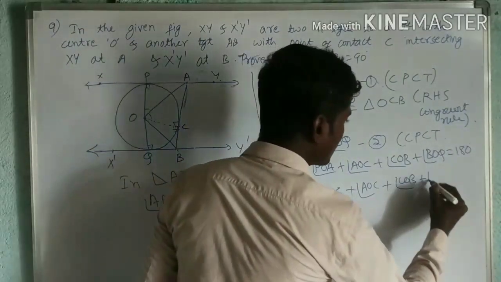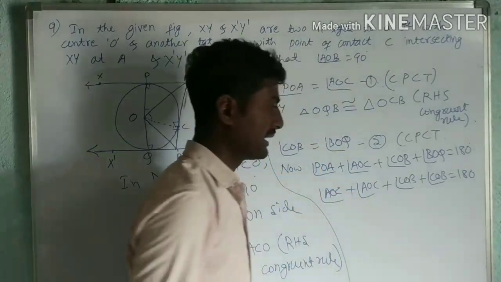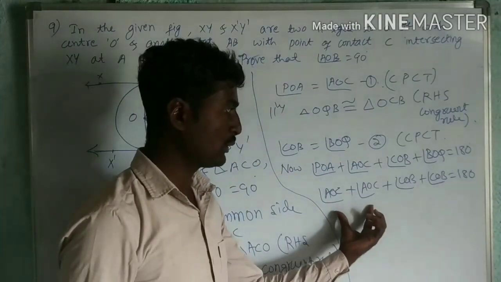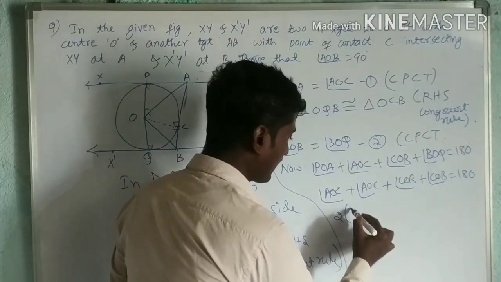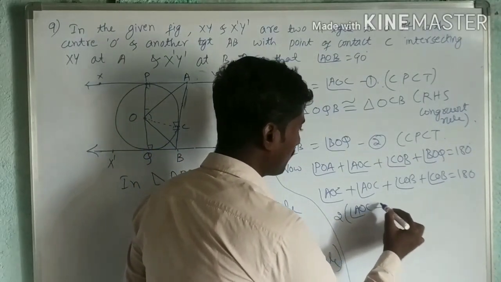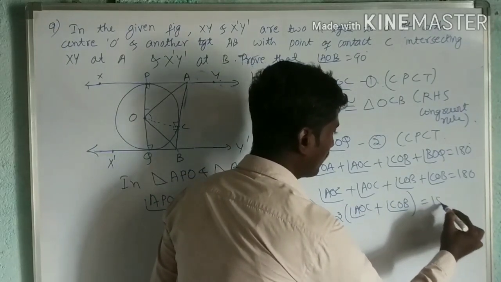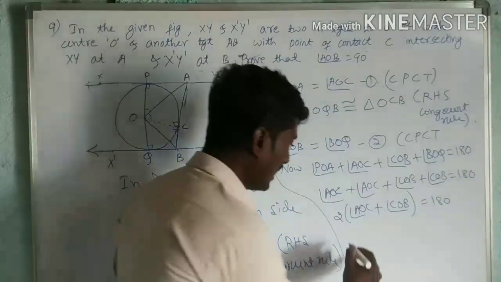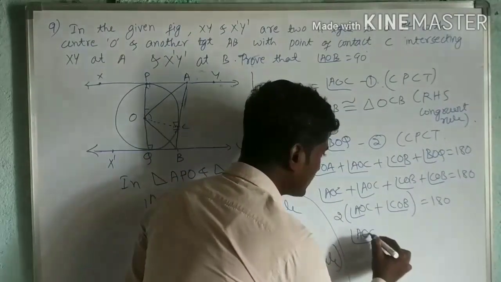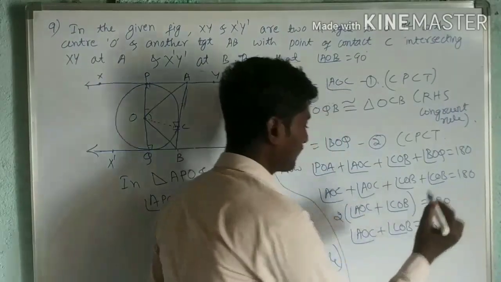I can write it as COB. So again COB is equal to how much? 180 degrees. So this is 2 into, this also again 2 into angle. So I'll take 2 common. Angle AOC plus angle COB is equal to what? 180 degrees. Now divide this by 2. I will get angle AOC plus angle COB is equal to 90 degrees.